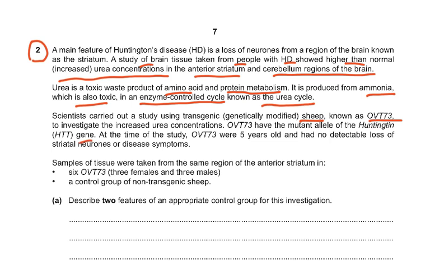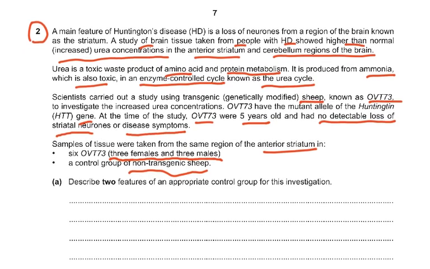At the time of the study, OVT73 were 5 years old and had no detectable loss of striatal neurons or disease symptoms. Samples of tissue were taken from the same region of the anterior striatum in 6 OVT73 sheep, 3 males and 3 females, and a control group of non-transgenic sheep. Describe 2 features of an appropriate control group for this investigation.